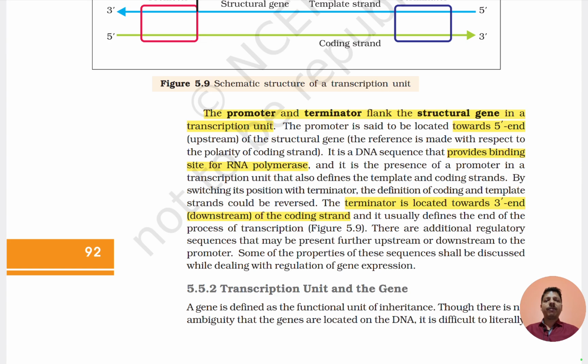The promoter and terminator flank the structural gene in a transcription unit. The promoter is said to be located towards the 5 prime end, or we can say upstream, and it is a DNA sequence that provides the binding site of the RNA polymerase. It is the presence of a promoter in a transcription unit that also defines the template and coding strand. By switching its position with the terminator, the definition of coding and template strand could be reversed. The terminator is located towards the 3 prime end, downstream of the coding strand.